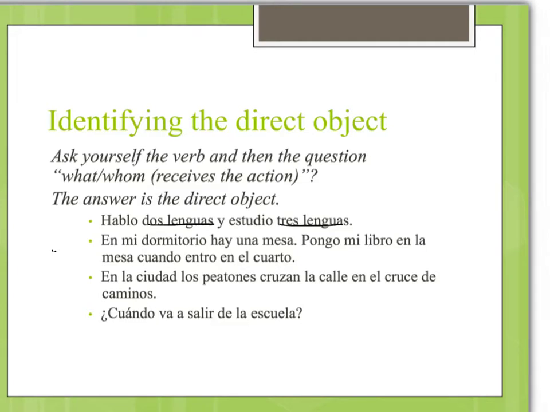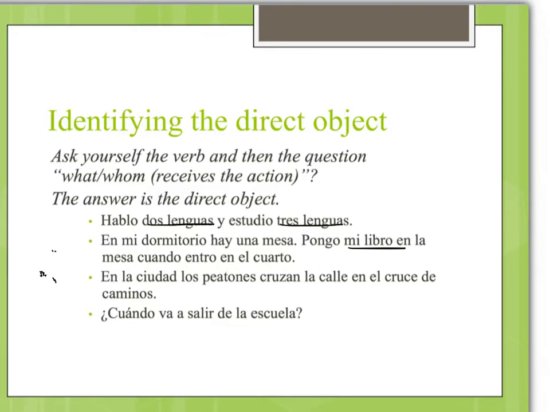If I look at the second pair of sentences, en mi dormitorio hay una mesa, pongo mi libro en la mesa cuando entro en el cuarto. There's really only one verb that is acting upon anything in this sentence, and that would be put my book on the table. So mi libro would be an example of a direct object.